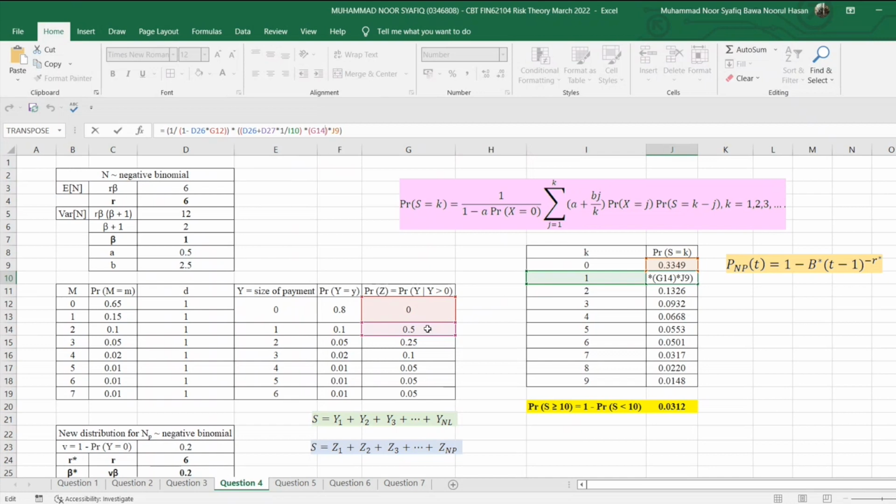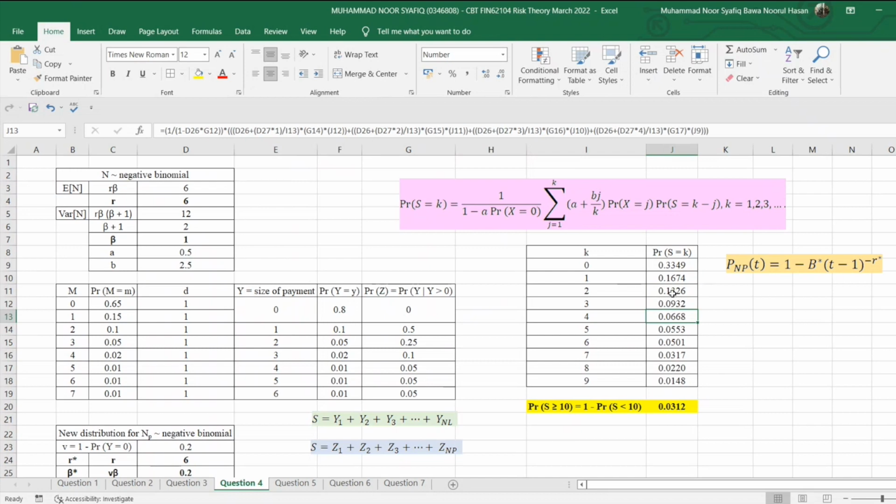Okay, the probability x equals to 1 is 0.5, and then j9 is equal to probability s equals to k minus j. Our k was 1 and then the j was 1, so 1 minus 1 is equal to 0. So probability s equals to 0 is the one that we calculated previously. So you can look at j9, which is this value. So you can include that in the calculation and press enter, you will get the answer. This method was applied to all the values of 2, 3, 4 until 9 in order to get probability for each value of s equals to k from 1 to 9.